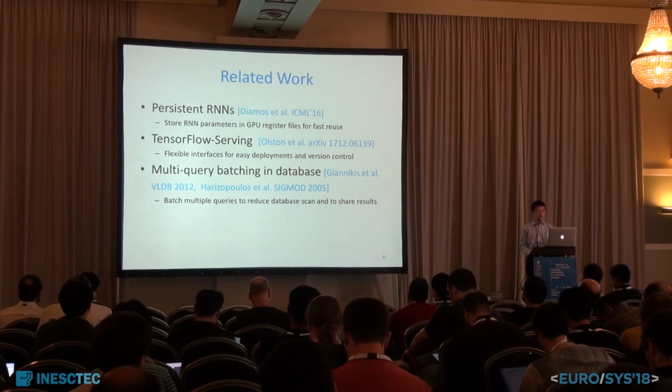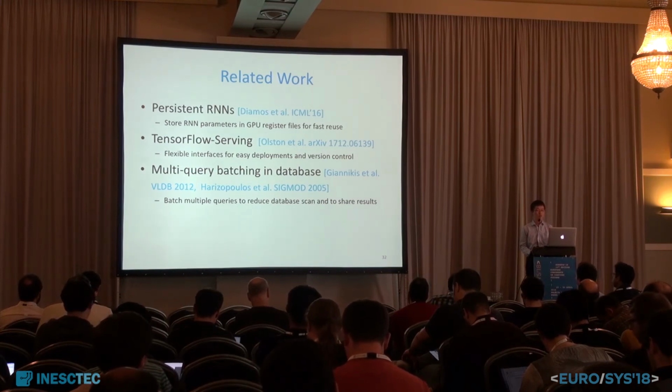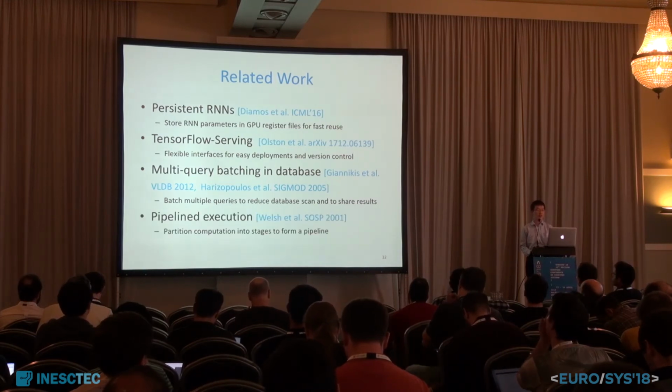Many works in database literature try to batch multiple queries together to reduce database scans and share results of common expressions. But our approach is different from theirs because in recurrent neural networks, intermediate results cannot be shared across requests. And another difference is that we allow requests to dynamically join and leave a batch.